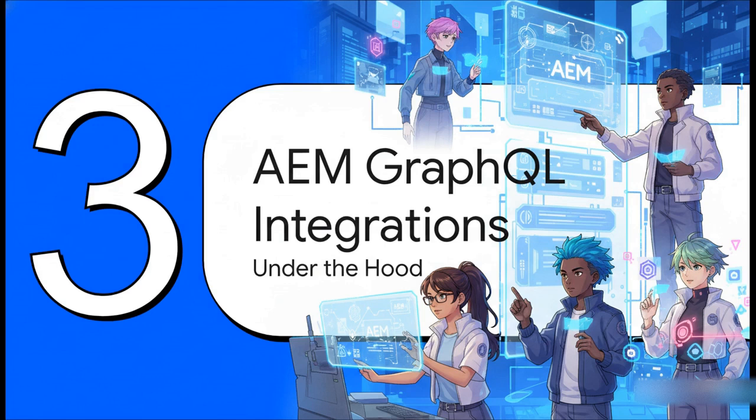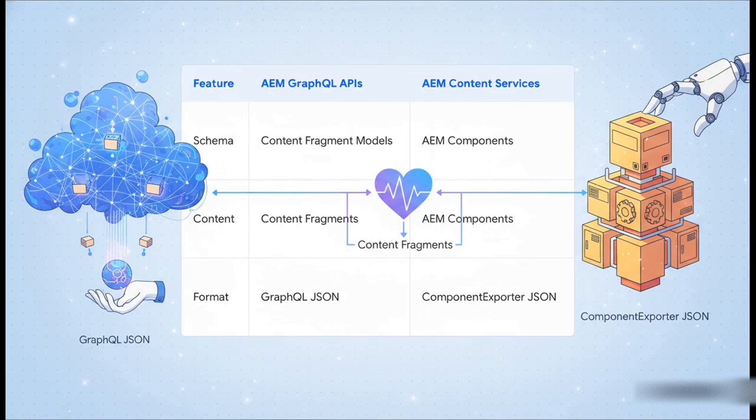Let's look under the hood. To really wrap our heads around how this works, we need to compare AEM GraphQL APIs with the older traditional AEM content services. The big difference here is all about how the content is treated. With traditional content services, your schema is defined by AEM components. The actual content lives inside those components, and it's delivered as component exporter JSON.